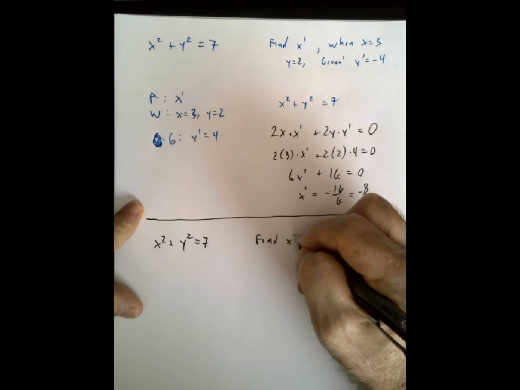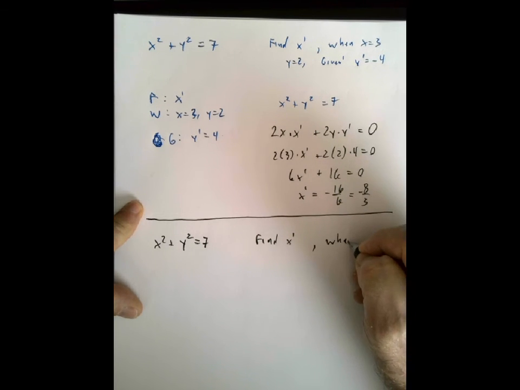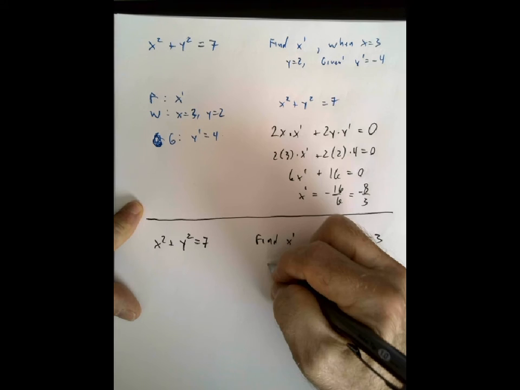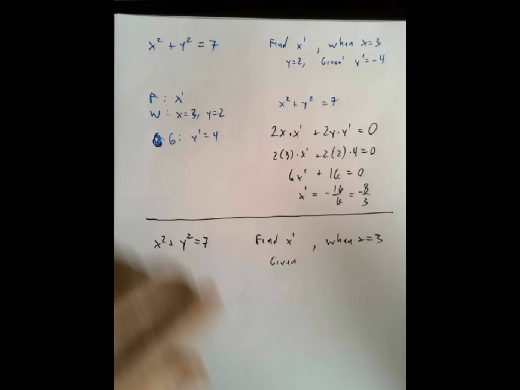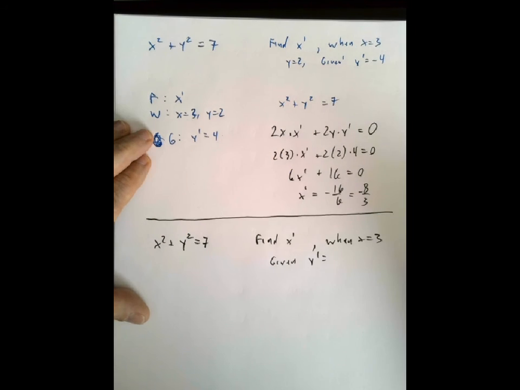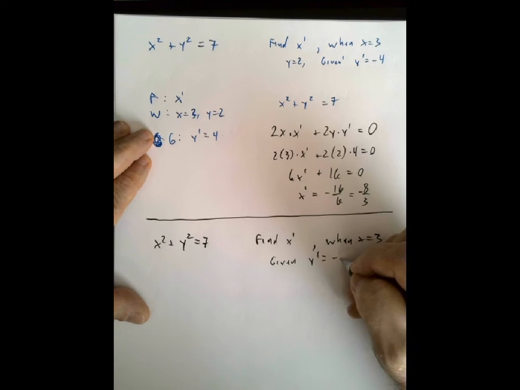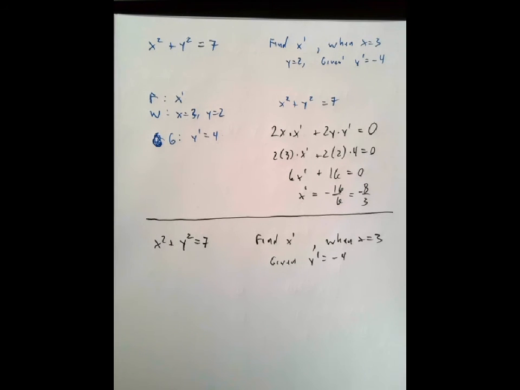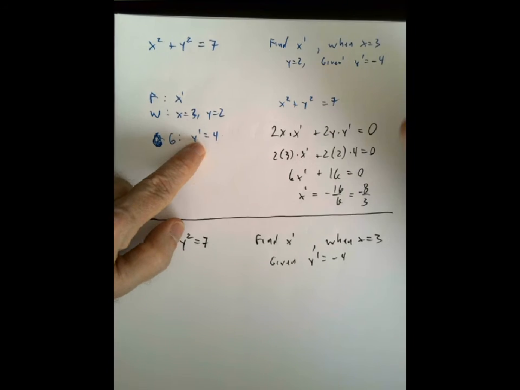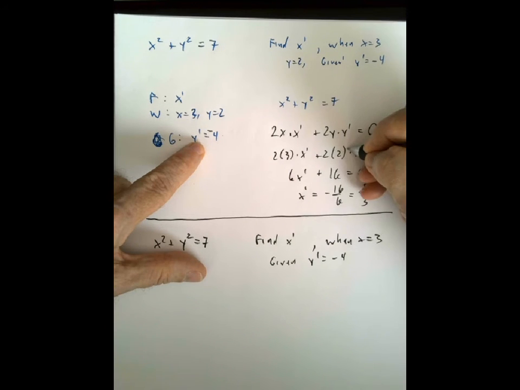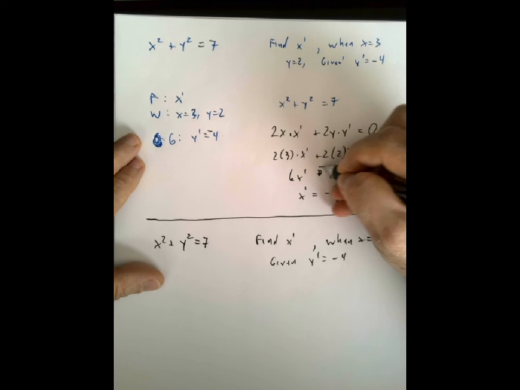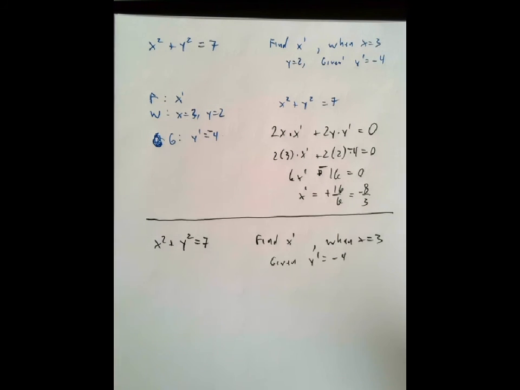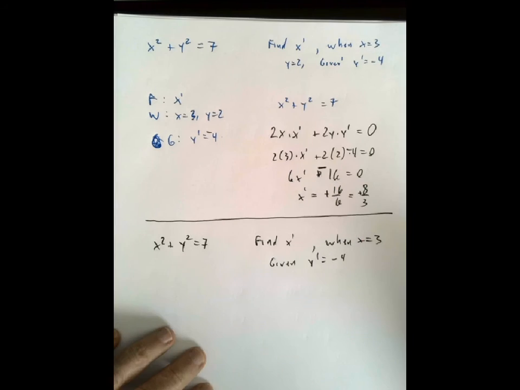Find x prime when x is equal to 3, given y prime is equal to negative 4. Wow, up here, that should have been negative. Sorry, I'm not going to go back and do it again. But that makes that negative 16, and so that's positive 16, right? Okay, good. So that's positive 8 over 3.